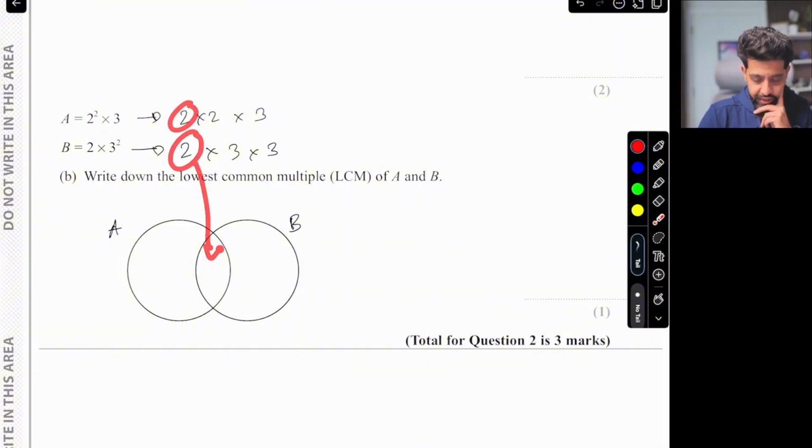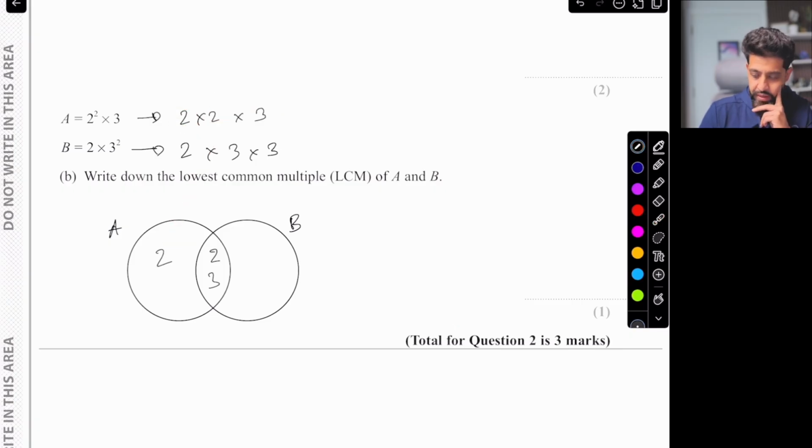That's going to go inside there, 1, 2. And they both have 1, 3 at least as well. So 3 is also going to go in the middle. Now, if you look back at A, what's going to go just in A only? Okay, so just in A. So we've got the 2 and the 3 already. So an extra 2 is going to go just in A.